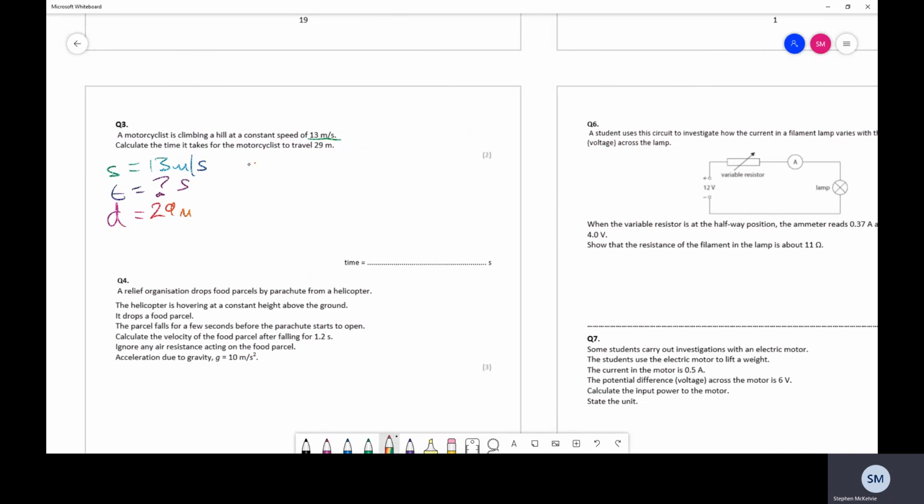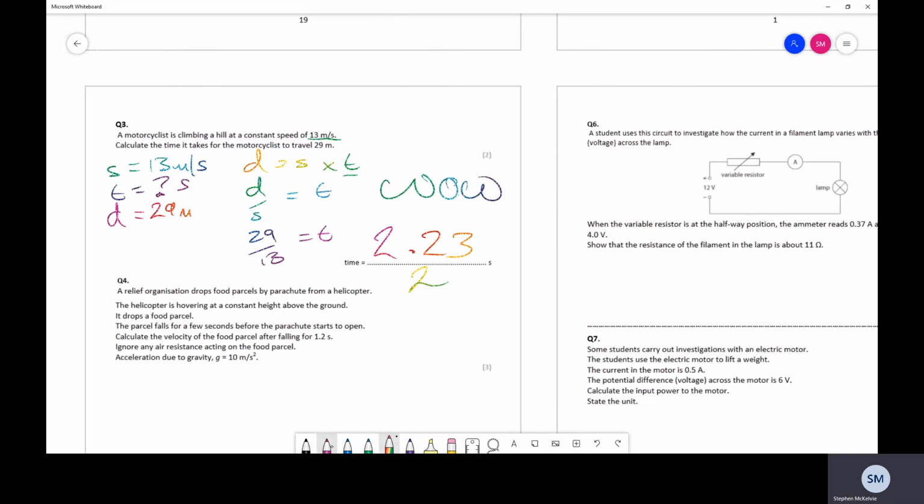Distance is equal to speed multiplied by time. I am trying to find the time. So I'm going to do distance divided by speed is equal to a certain amount of time. 29 divided by 13 is equal to that certain amount of time. 2.23 seconds. It's very precise. You could, if you want to, round that up to 2.